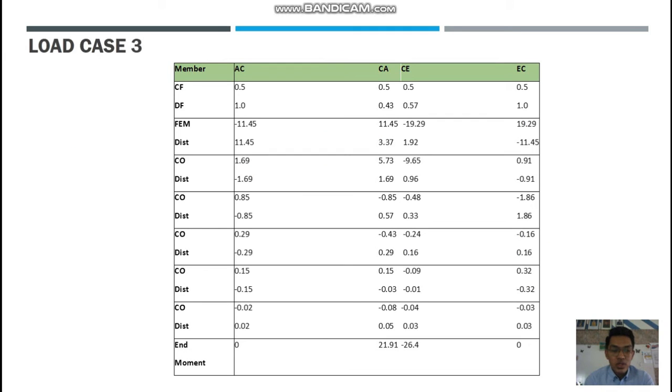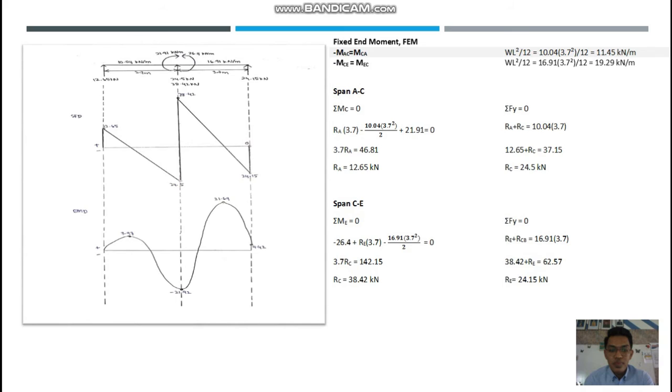And then the last one we calculate is load case 3, and this is the moment distribution for case 3. The end moment for member CA is 21.91, and for CE is minus 26.4. And here also we draw a SFD and BMD, and the calculation for span AC and span CE.